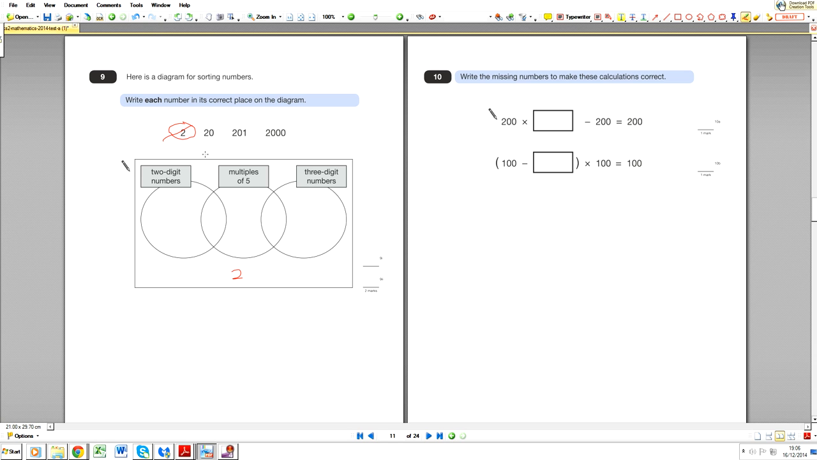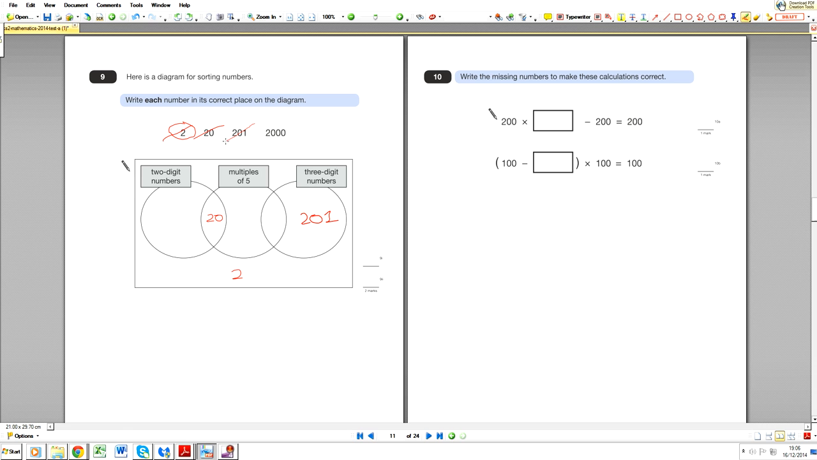Number 20 is a two-digit number. It is also a multiple of 5. So it has to be in this circle and also in this circle, so it goes in the middle between those two circles. Now 201 is a 3-digit number. Is it a multiple of 5? No. So it goes only in this circle, not the overlap part.